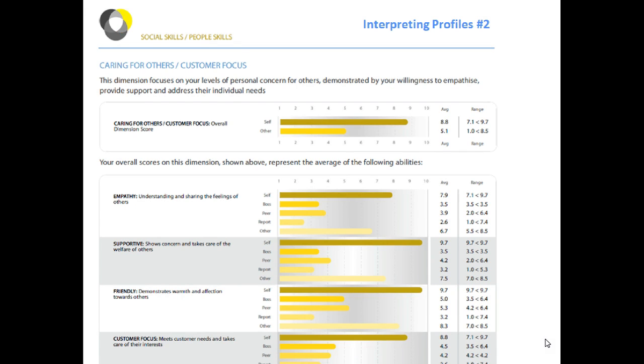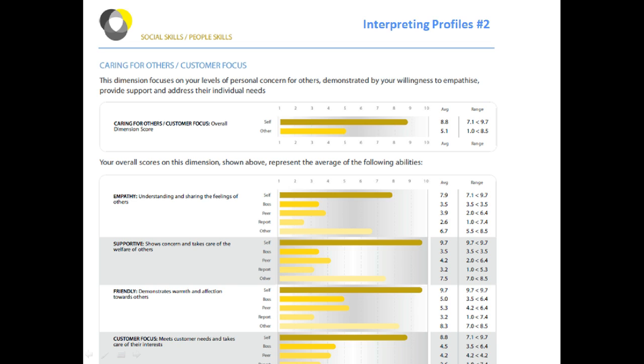Okay, let's look at another example. This individual is quite different. She sees herself as a people person. She works in media. She regards herself as being highly empathic, very supportive of others, very friendly, very customer focused. Indeed, others see her as quite strong on these features, and others in this instance did include clients.